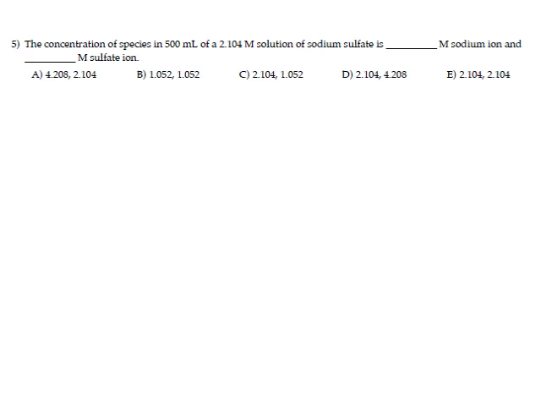Concentration of species. So we've got a 2.104 molar solution of sodium sulfate. So we're going to have to figure out the formula for sodium sulfate. And we know that Na is +1 because it's in the first column, and sulfate is SO4 2-. So we're going to have 2 of the Na. So it's going to be Na2SO4.